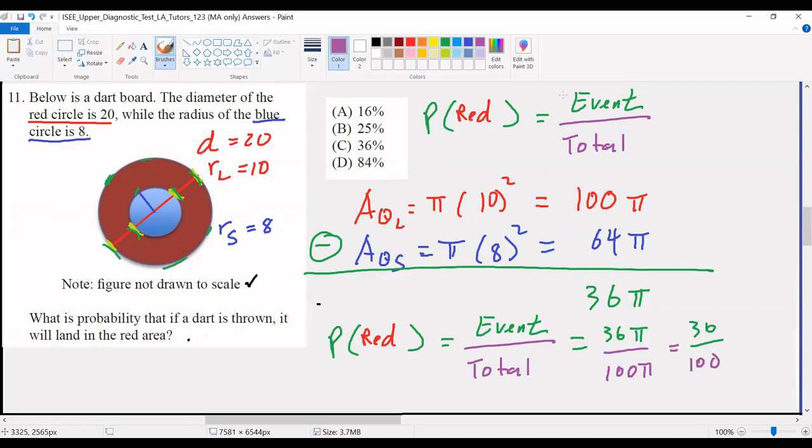And we're going to continue simplifying this fraction. If you have a hard time simplifying fractions, it's fine. However, we simply don't need it because it's probability. This is 36 over 100, or 36%. And there we go. This gives us 36%. And that's it for number 11. It'll be C.